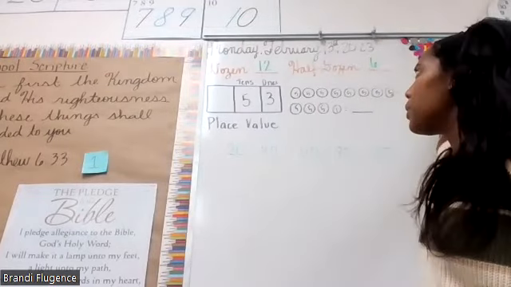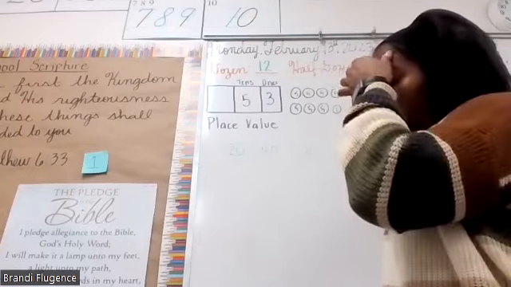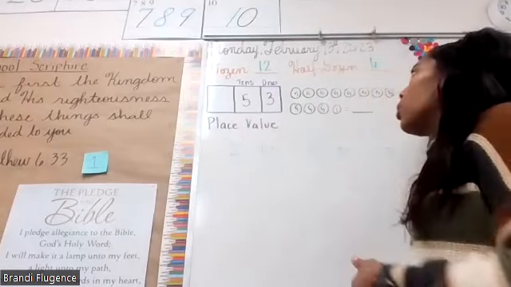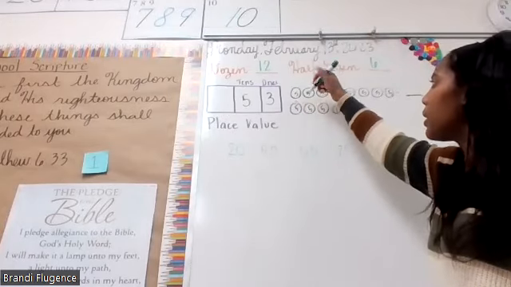I think in your book today you have to do a problem with dozen and half dozen. That's why I want to review it. Remember, a dozen is a total of 12, and a half a dozen is a total of 6. All right, let's count our coins here. Let's count it together.